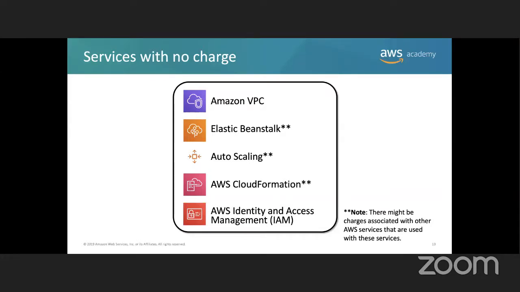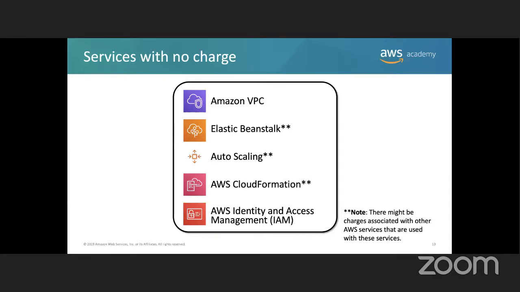Auto scaling is free. Don't forget this screenshot, guys. This is going to be in your exam, right? VPC is free. Elastic Beanstalk is free. But remember, with Elastic Beanstalk, we created an Elastic Load Balancer. We created an IP address. We created EC2 instances. Those things, you have to pay for them, right? But auto scaling is free. But whatever you create with auto scaling, which is servers, you have to pay for them.